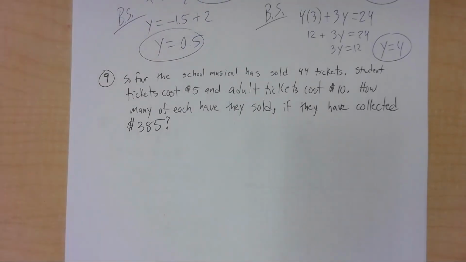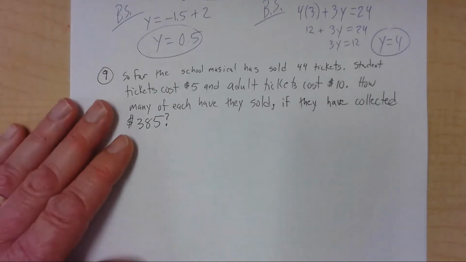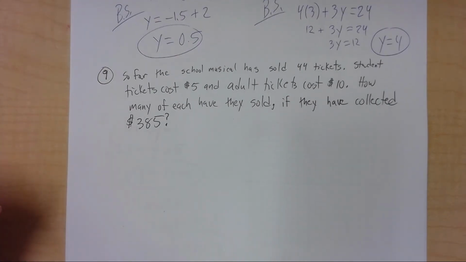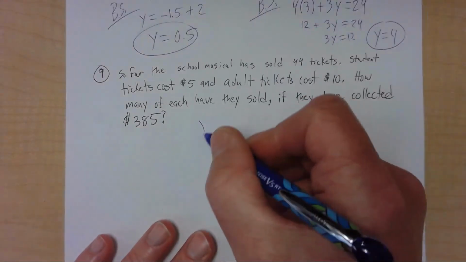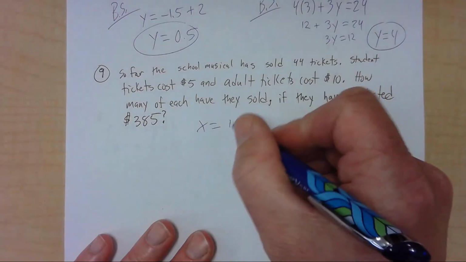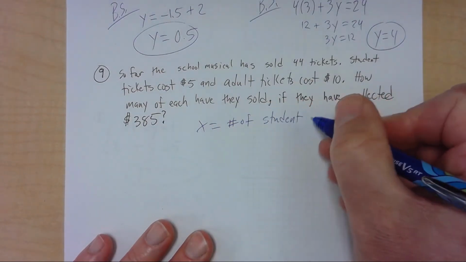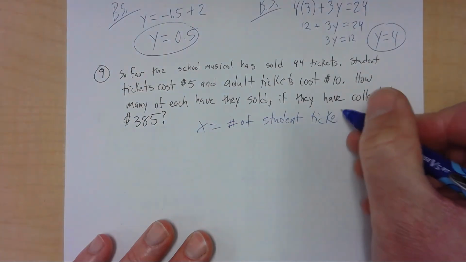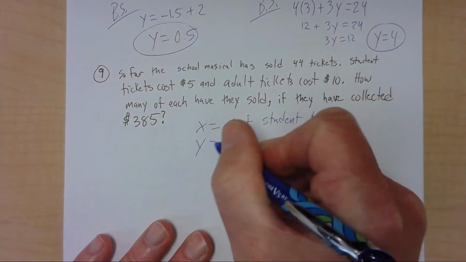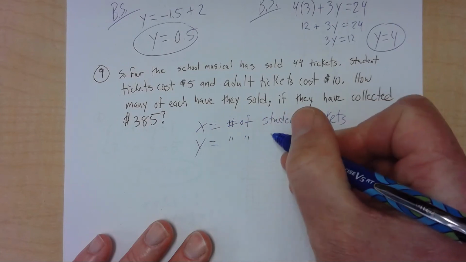Okay, this is actually a real problem that I wrote after we were selling tickets for Oklahoma a couple years ago. They sold 44 tickets in all, so x is the number of student tickets. At some point when we were selling tickets, this actually really happened. And y is the number of adult tickets.